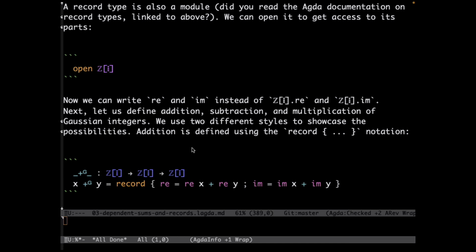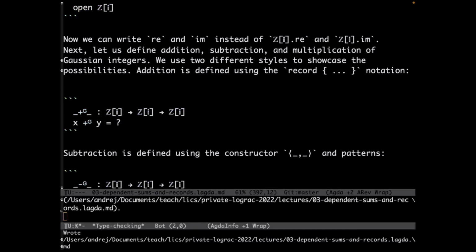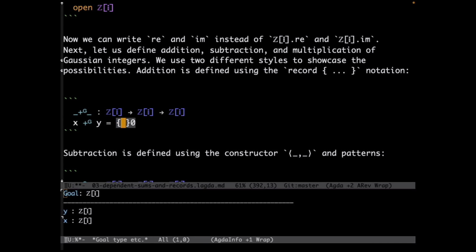So let's define a function. And this is a good case of doing it from scratch, like this. So let's define addition, which I call plus g for Gaussian integers. So it'll take two Gaussian integers and return a Gaussian integer. Here it is. X plus y is what? So now you have to know how to produce something of this record type.